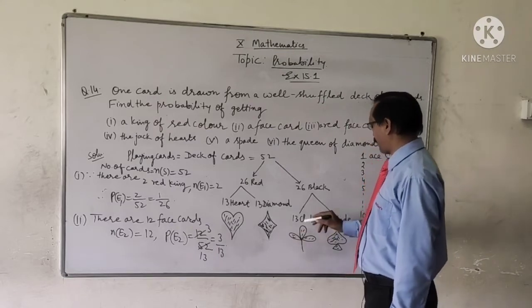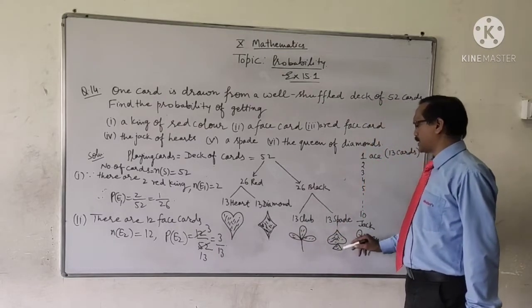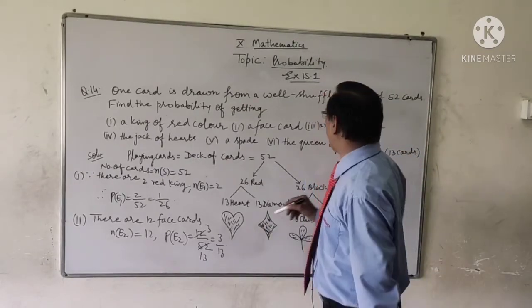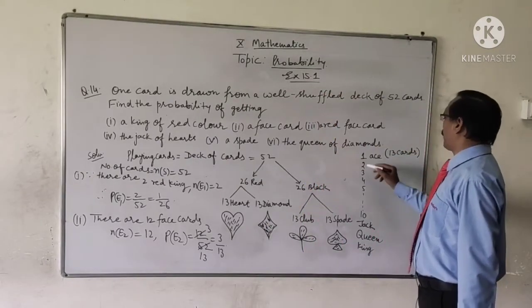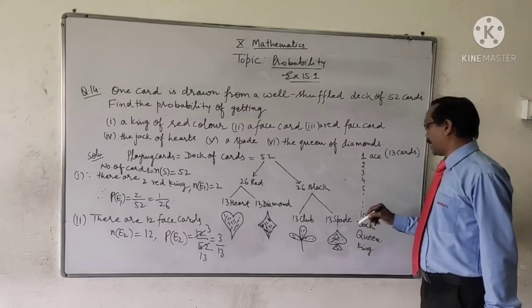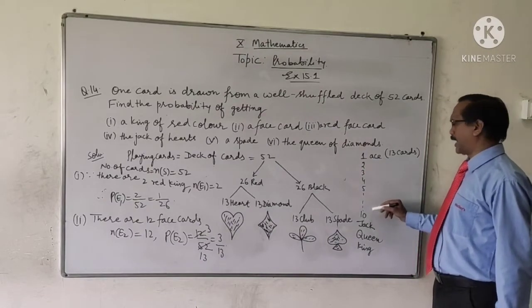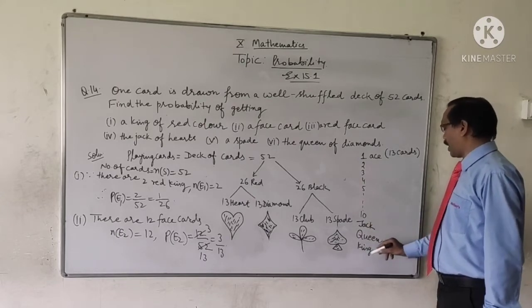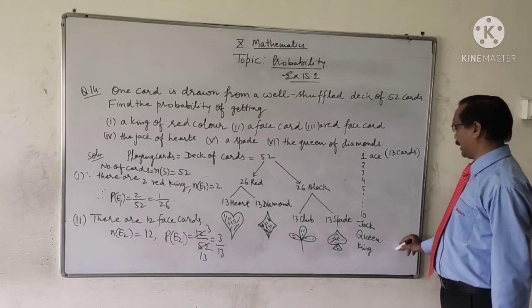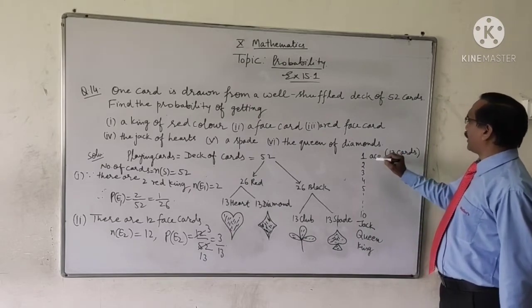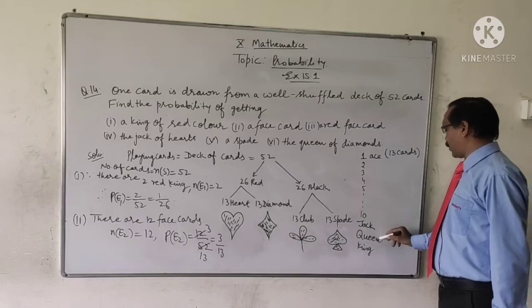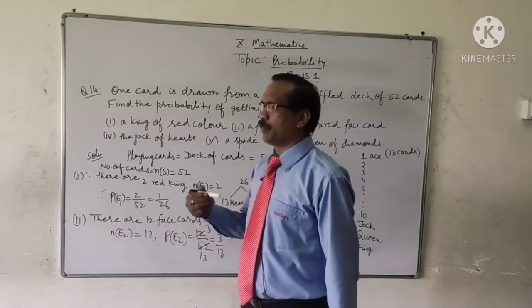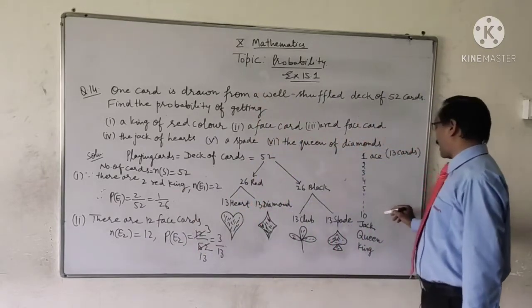Club is like a flower, right? And there is a spade card. Now in 13 cards, there are the numbers from 1 to 10. Number 1 is called ace, and 2, 3, 4, 5 till 10. These are the numbers. Then there is a jack, then queen, and after that there is a king. The ace, jack, queen and king are the special cards. They are more prominent cards.